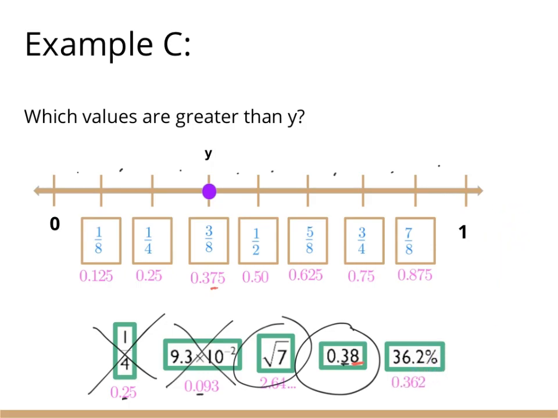So again, I have to check. The 3 and the 3 are the same, so that's not going to be helpful. My second number here is a 6, and this second number up there is a 7. The 7 is going to be greater than the 6, so this number is not greater either, so that gets an X. So the only 2 correct answers I have are the square root of 7 and 0.38. Those are the values that are greater than y on my number line.